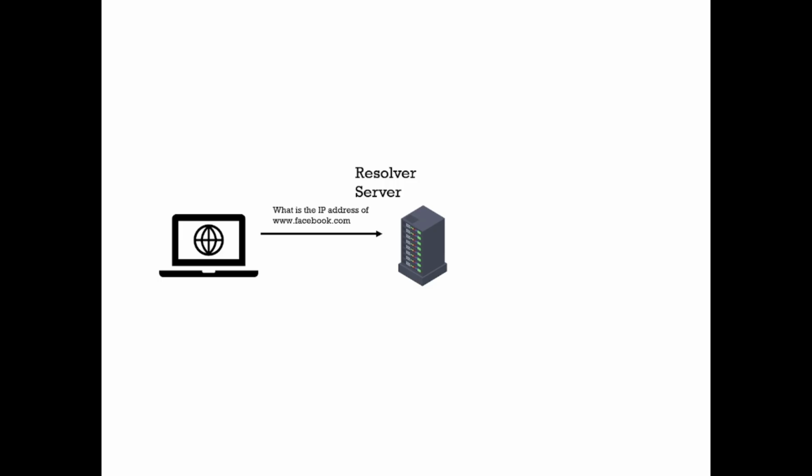Now let us assume that the resolver server doesn't have the IP address of facebook.com. Most times it's not going to have it if someone has not actually accessed that website. But let's assume that you are the first person requesting this IP address. So what does it do? It reaches out to another server called the root server.